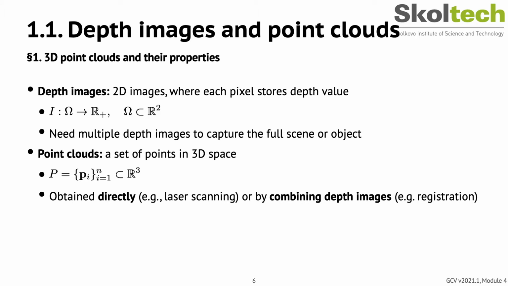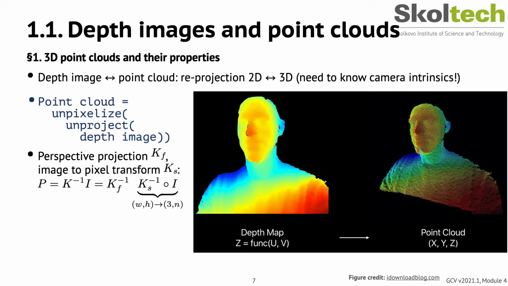In contrast, point clouds are obtained in 3D as XYZ measurements directly, either by laser scanning using devices such as time-of-flight cameras and LiDAR, or by combining multiple depth images using a registration process, be it manual or automated. In a sense, the depth image represents one of the three coordinates in the point cloud as a function of the two remaining coordinates, which allows for a simple relation between the two data types.